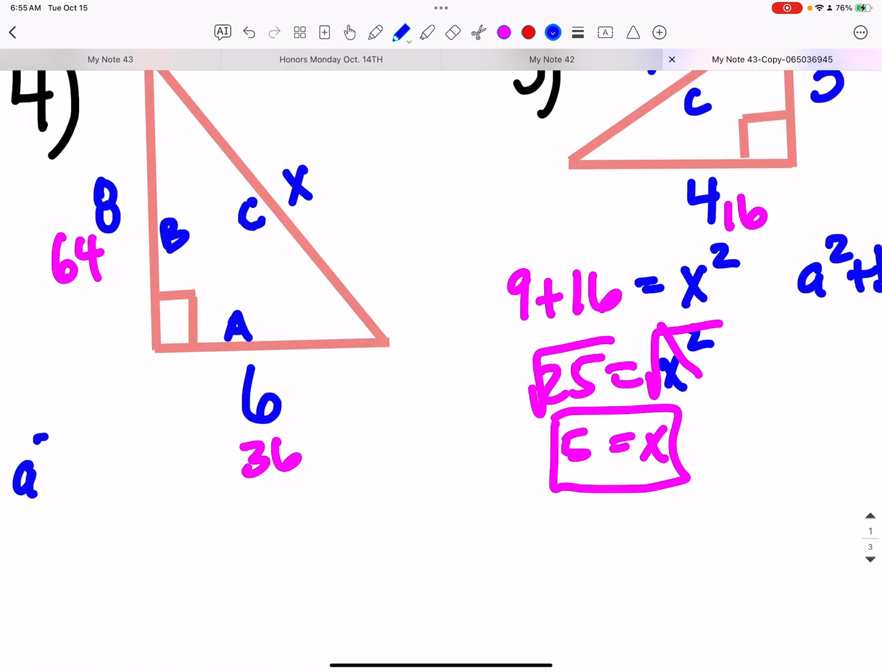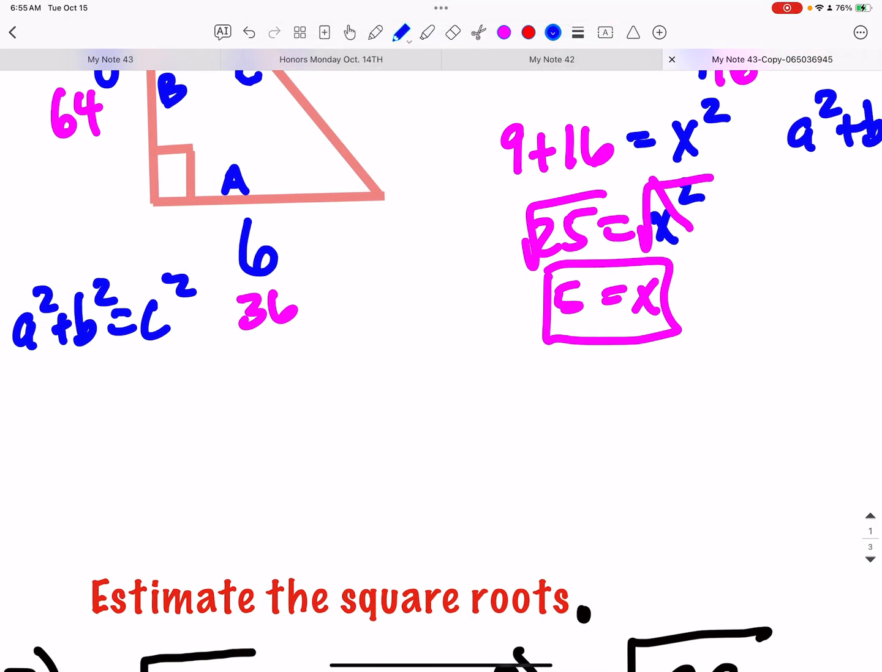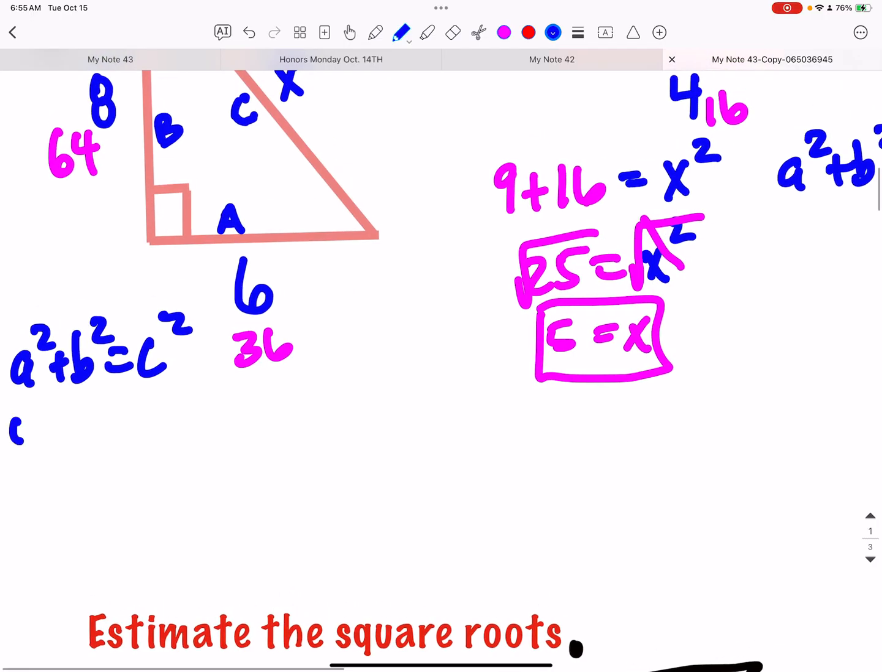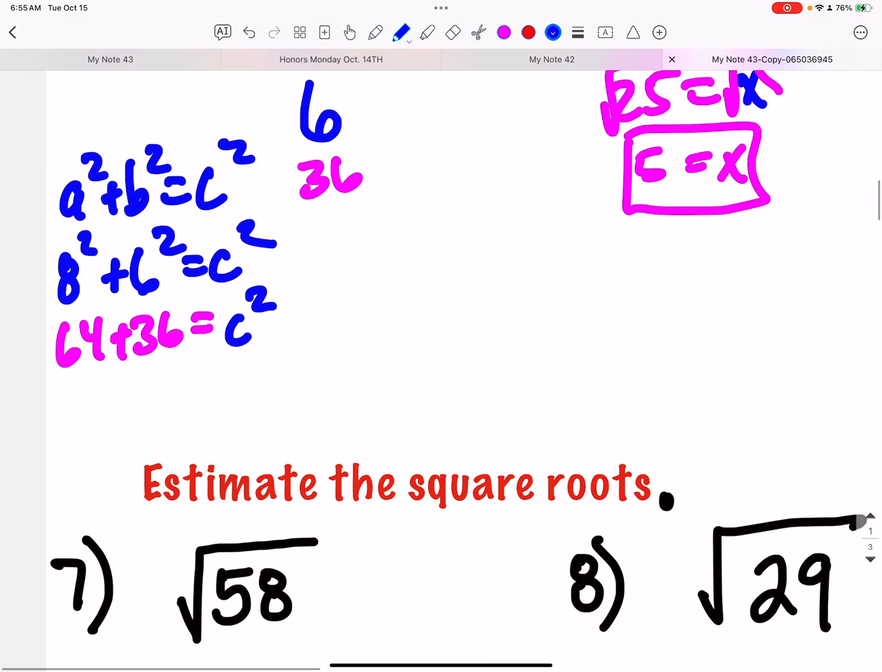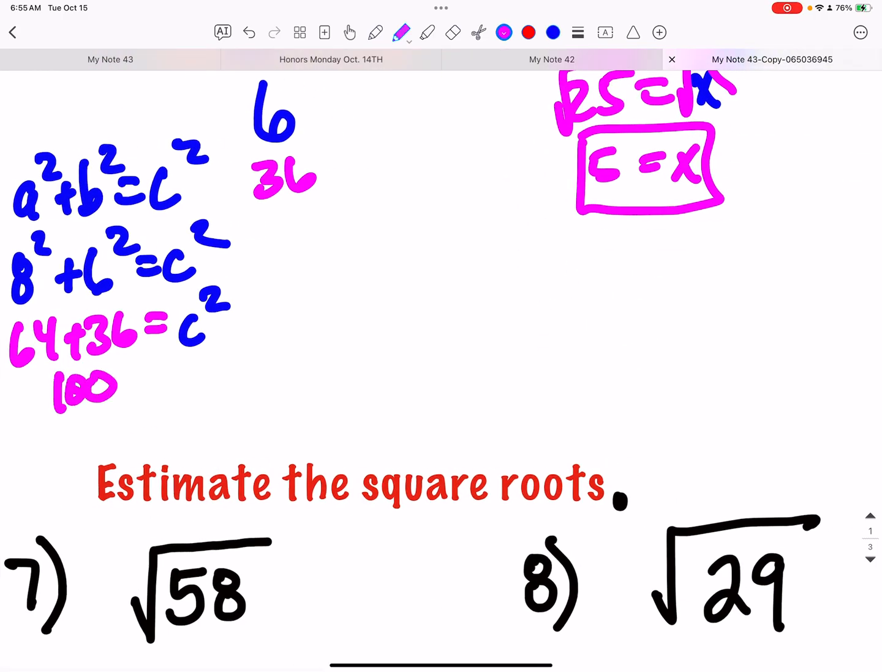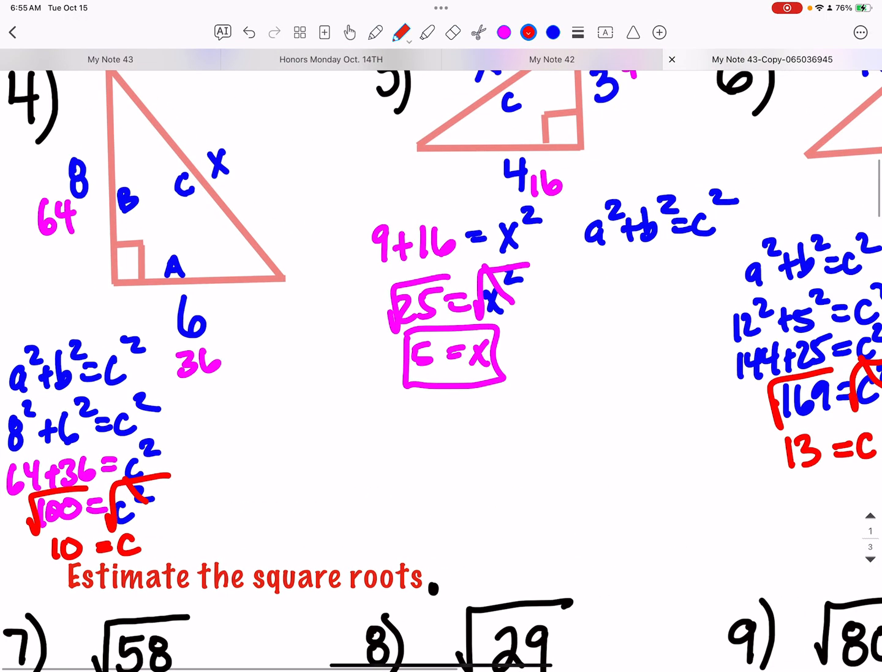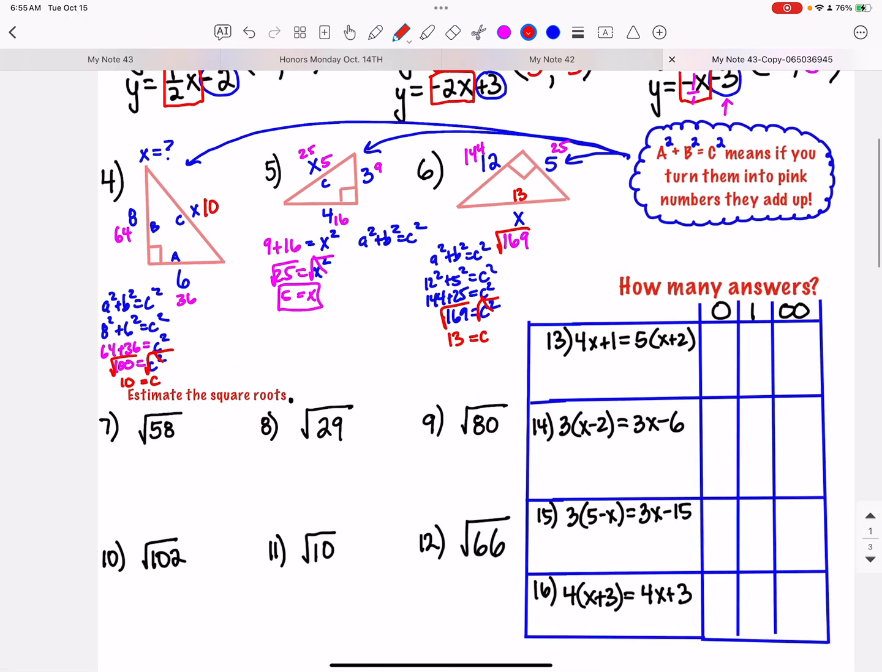So if we're going to do this the right way, a squared plus b squared equals c squared. You turn 8 into a pink number, turn 6 into a pink number, and that's the answer if it were a pink number. So 64 plus 36 equals c squared, 100 equals c squared. To get the answer now, we have to take the square root. We have to figure out what number made 100, and it was 10.